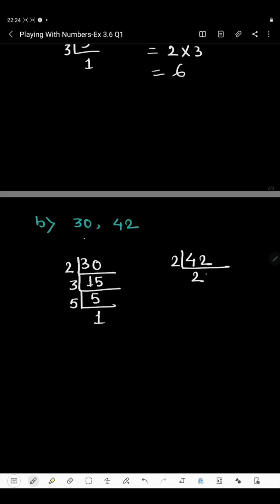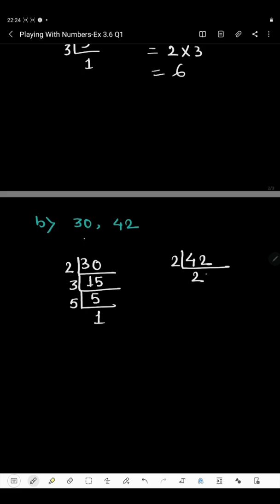Okay. Now in the C part we have 18 and 60. We will have to find the prime factors. So we will start with 2. 2 9s are 18, 3 3s are 9, then 3 1s are 3. Now the factors of 60. So 2 3s are 6, and then 0, 2 15s are 30, 3 5s are 15, then 5 1s are 5.